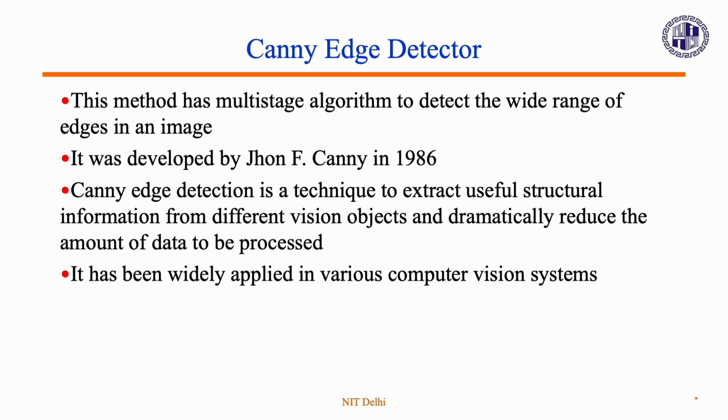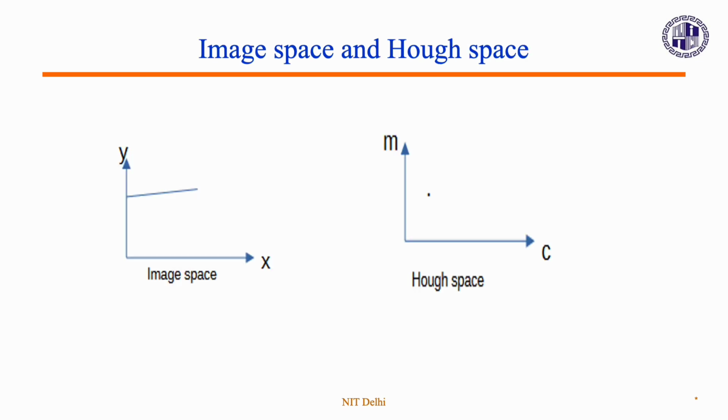It is a multi-stage algorithm to detect the wide range of edges in an image and was developed by John F. Canny in 1986. This edge detection technique extracts useful structural information from different vision objects and dramatically reduces the amount of data to be processed. It has been widely applied in various computer vision systems.